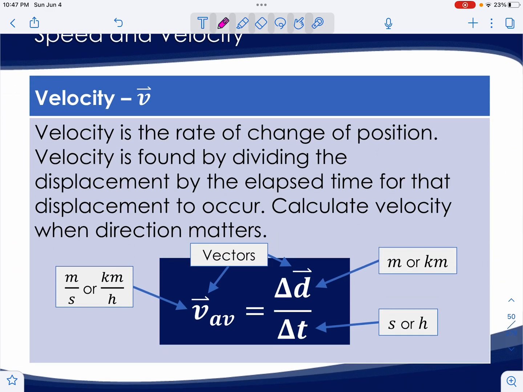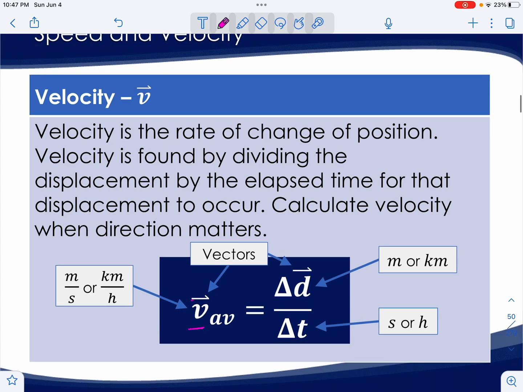Velocity is the rate of change of position. Velocity is found by dividing the displacement by the elapsed time for that displacement to occur. Calculate velocity when direction matters. So this is very similar to our speed equation. It's still a V, but now we have our little vector on top because velocity is a vector. Here's average. And instead of total distance, we have our total displacement, divided by our total time.